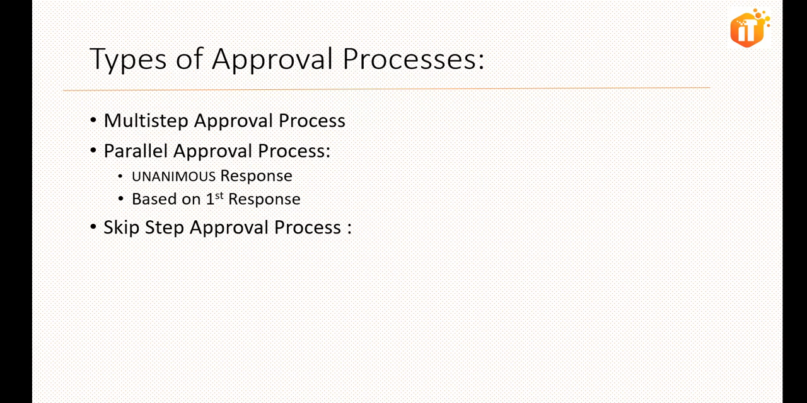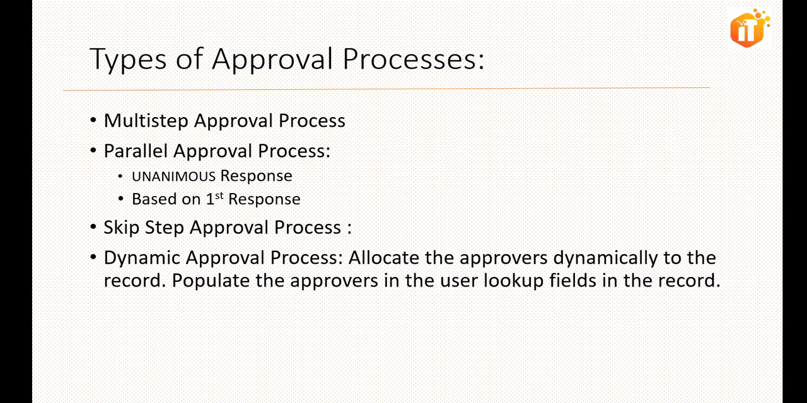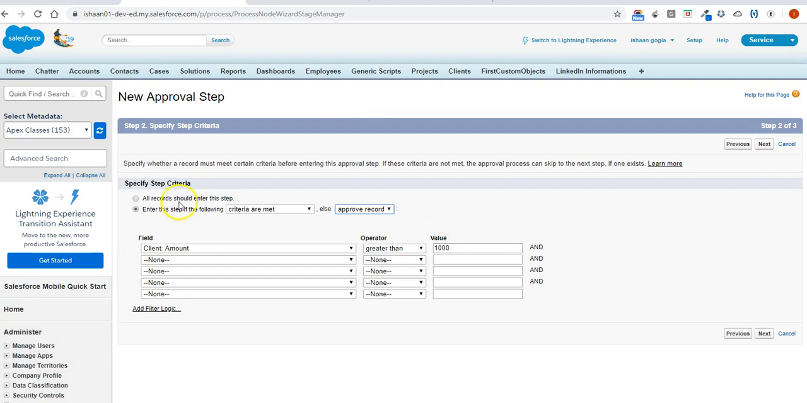Right? Now the next is the dynamic approval process. It says allocate the approvers dynamically to the record, populate the approvers in the user lookup field in the record. We have a record lookup field in that, and it is going to be dynamically populated from that particular field. It is going to set the approver depending on that particular field value. Okay, you got it?